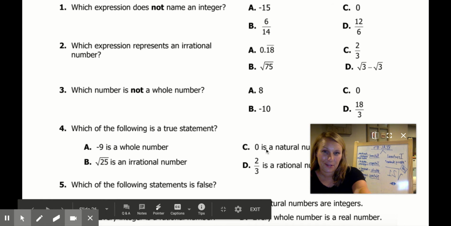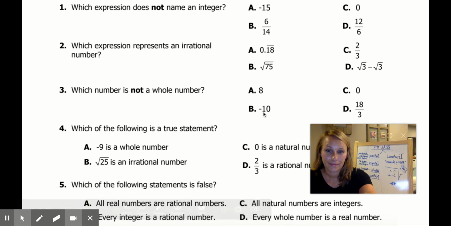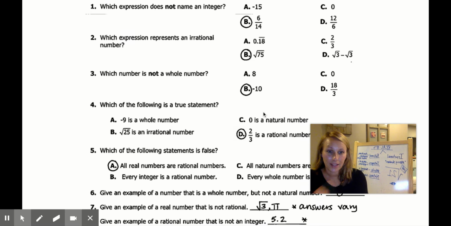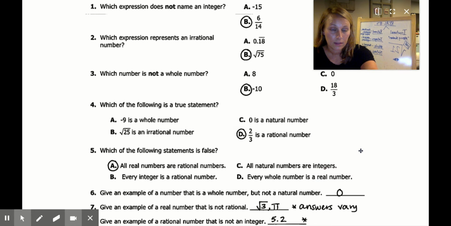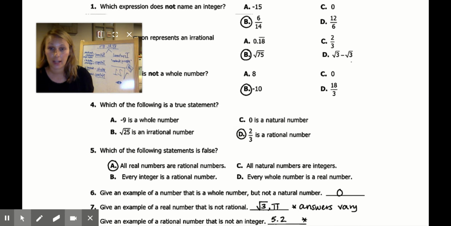Pause the video, try these out, come back and check. There you have it. I have no idea if I'm in the way from what you guys are looking at or not.